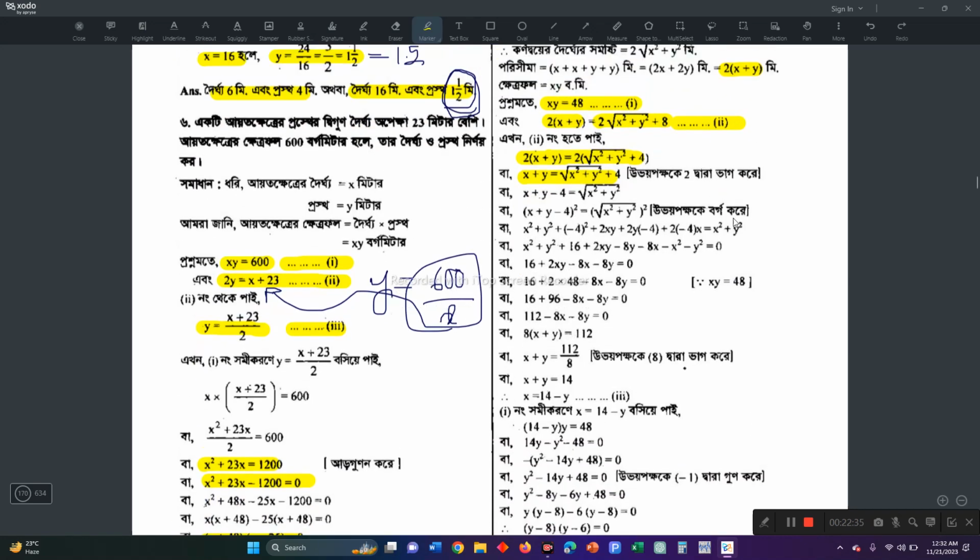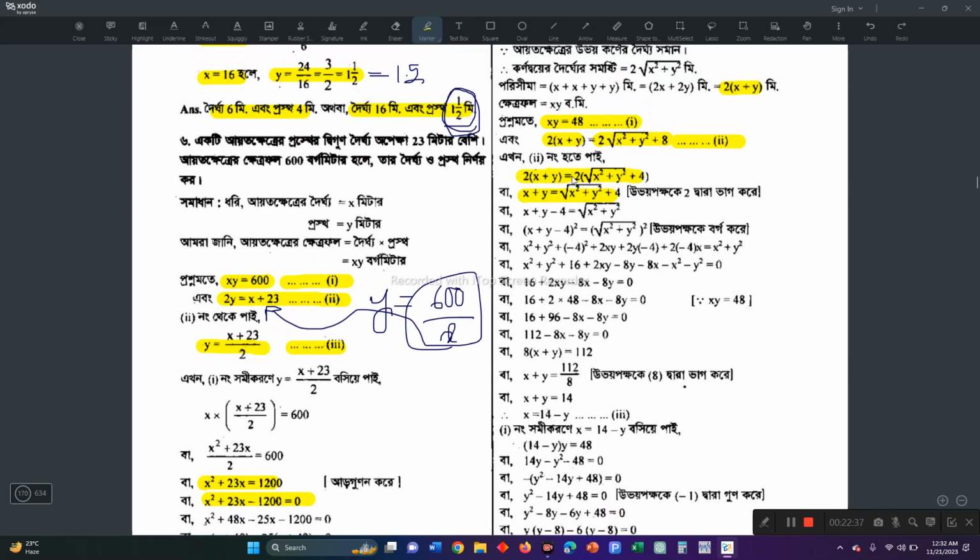From equation 2, what we get: 2 into (x plus y) is equal to 2 into root over (x square plus y square) plus 4. Then if we take this 4 here, dividing both sides by 2, we get x plus y is equal to root over (x square plus y square) plus 4. Then taking this 4 on the left side.